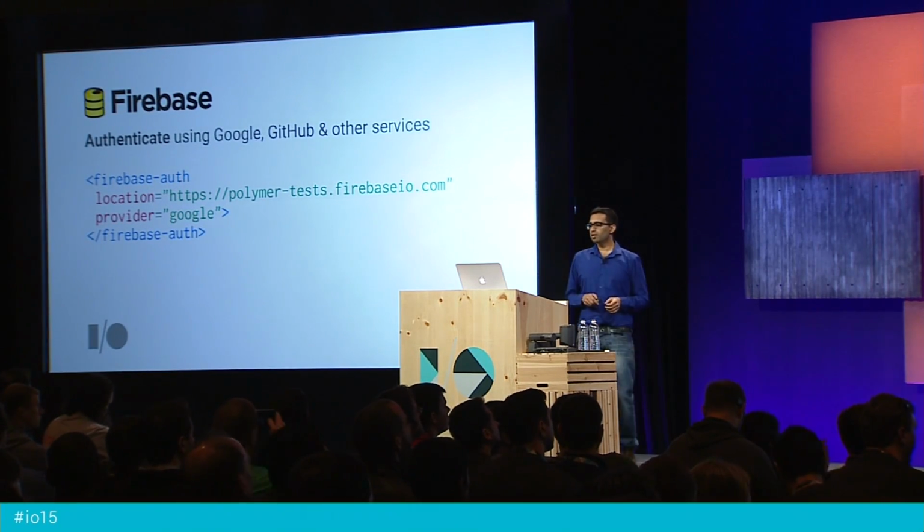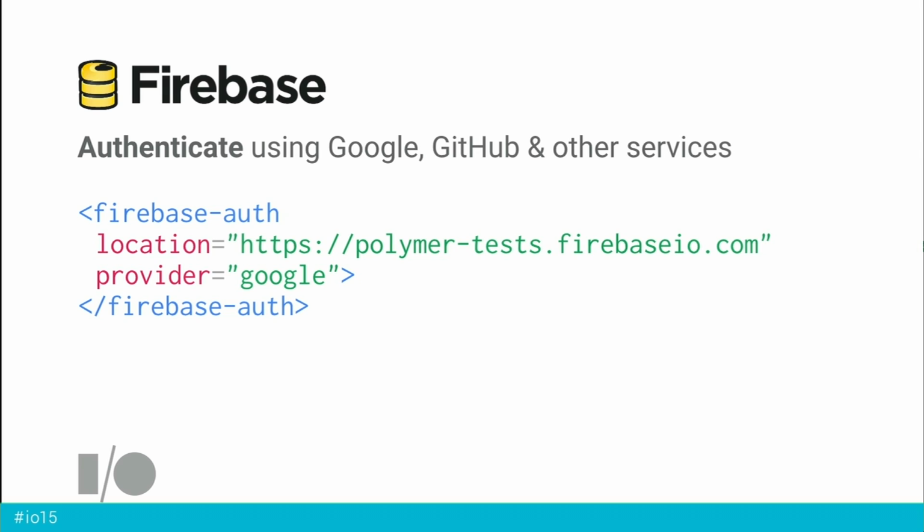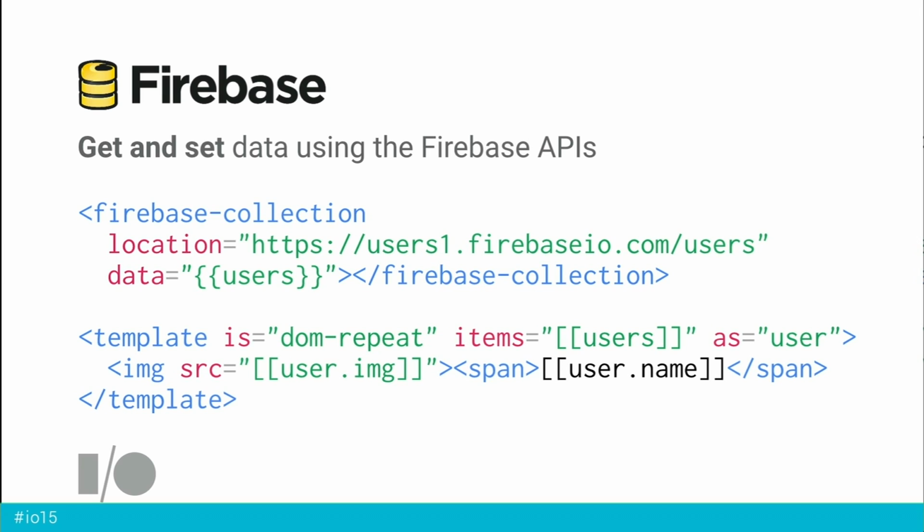The Firebase element allows you to authenticate using Google, GitHub, and other services. So here, for example, in a few lines of code, I'm connecting up to a Firebase instance, setting a provider, so I want to use my Google account, and this just allows me to authenticate. I can then use other elements in this set to get and set data from Firebase too.